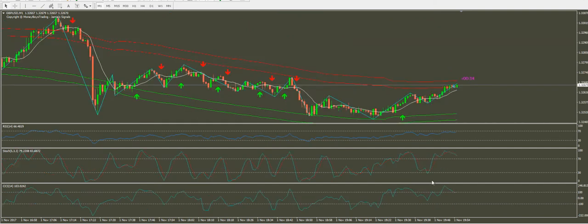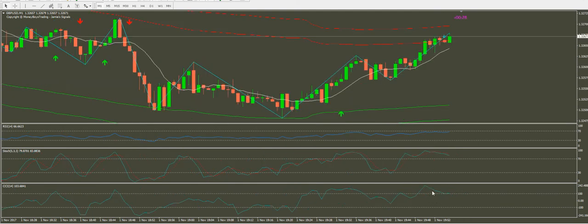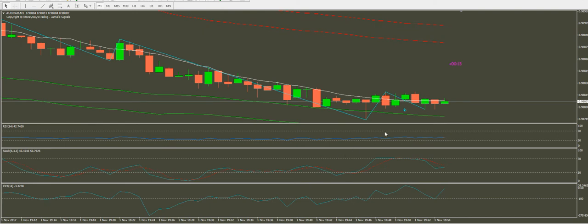Reason being, the CCI is just about to cross, the stochastics is about to cross, and the RSI is just about to cross as well. So there's our entry, two candles, two red candles, and you can see now it's dropping. AUD CAD is kind of just hovering at the minute.